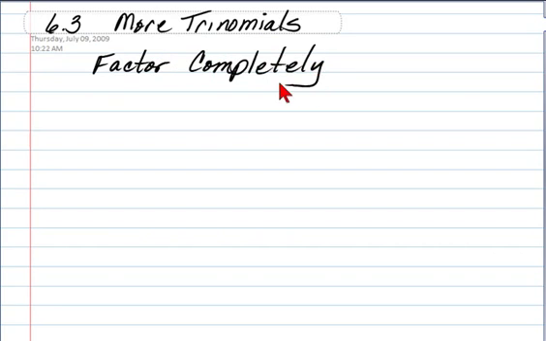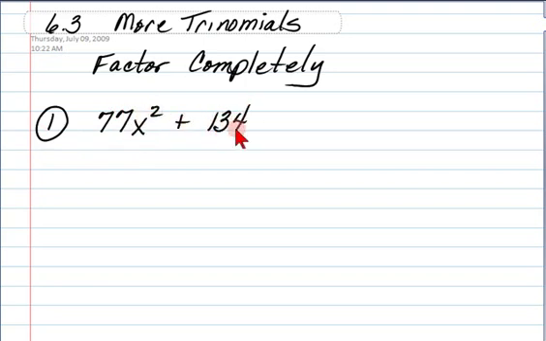Each of these is going to tell me to factor completely. So these are going to be like your math lab questions. Number 1, I would like to factor completely 77x squared plus 134x plus 45. We start out with a bunch of big numbers.